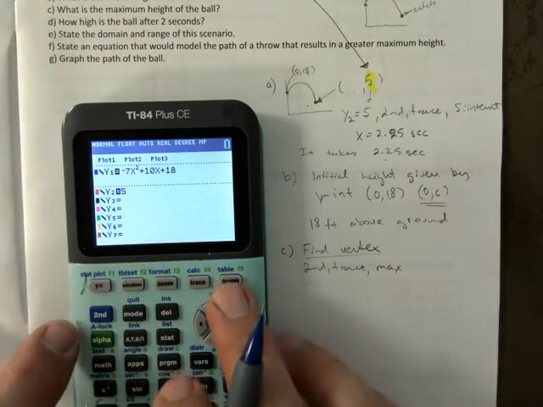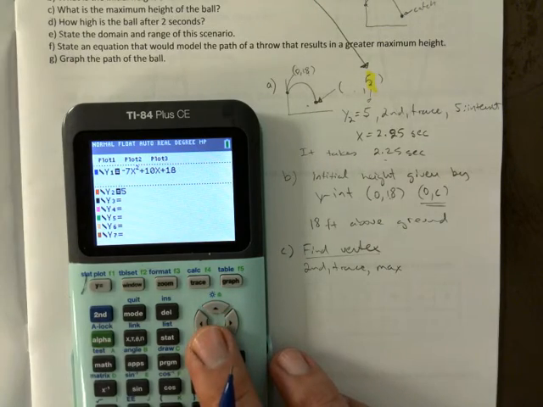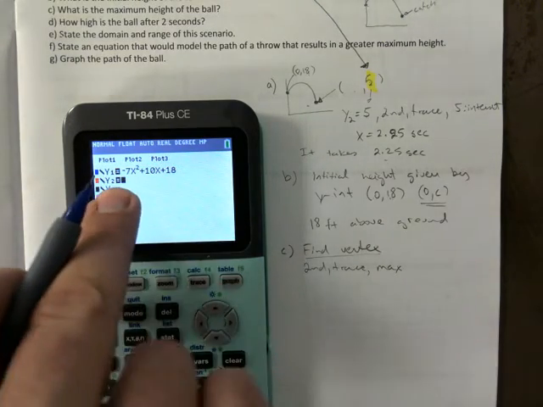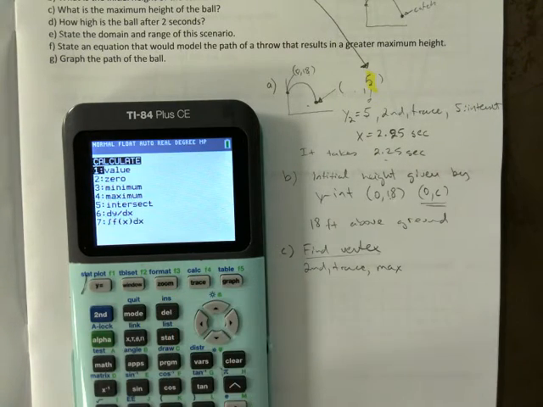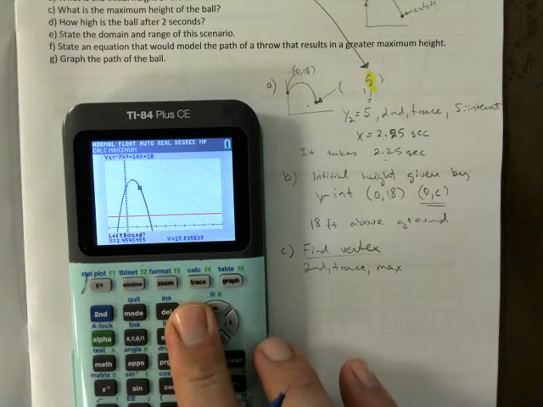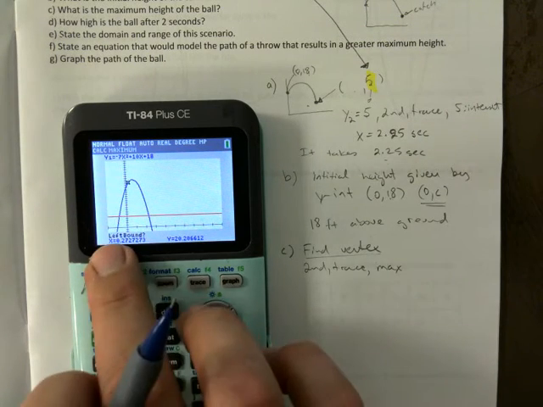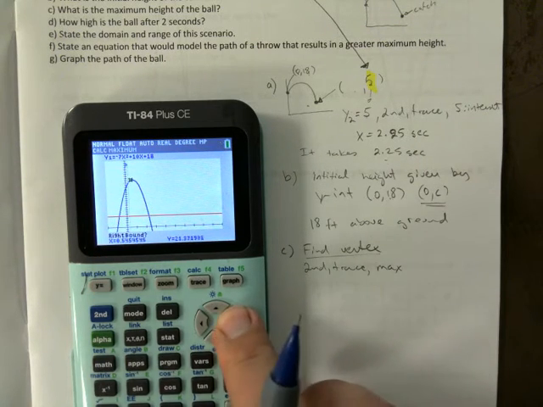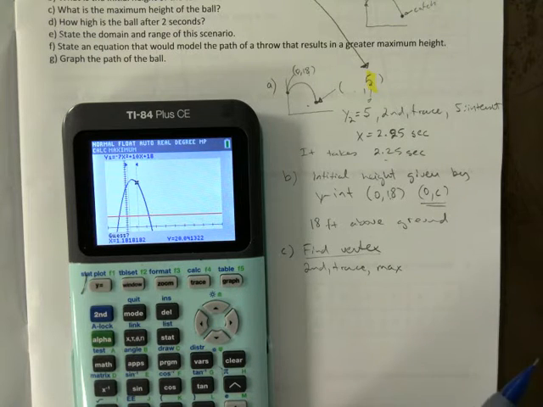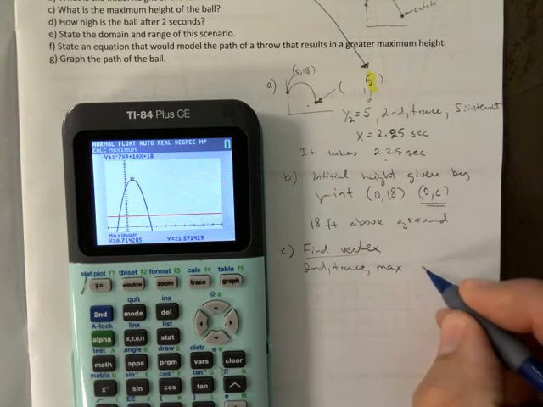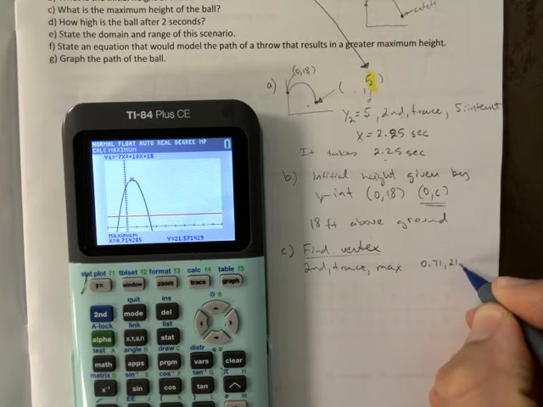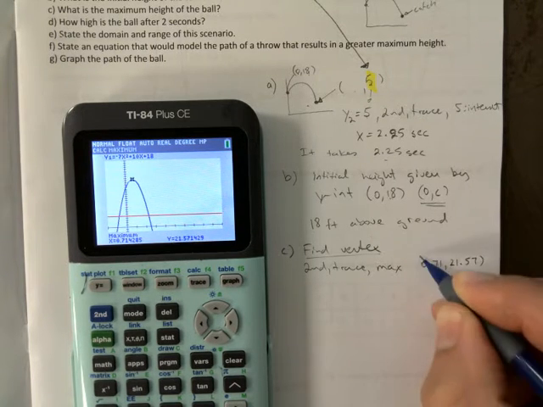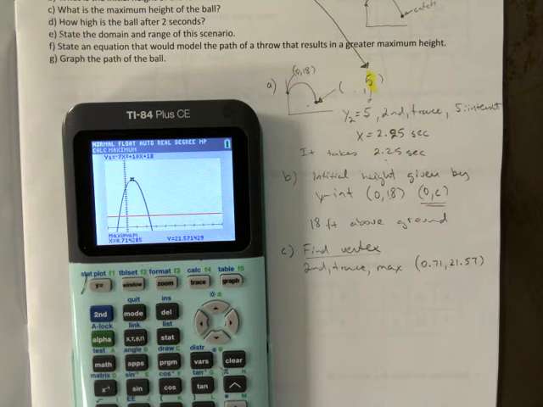You might ask, I don't know if you ever wonder, what happened to this equals 5? Can I just leave it there? Yes, you can. You can just leave it there. Second trace, max, right? You go to the left of the vertex because it's asking for left boundary, enter, go over it, right, enter, enter. And that is 0.71, 21.57. That would be the coordinates of the vertex.